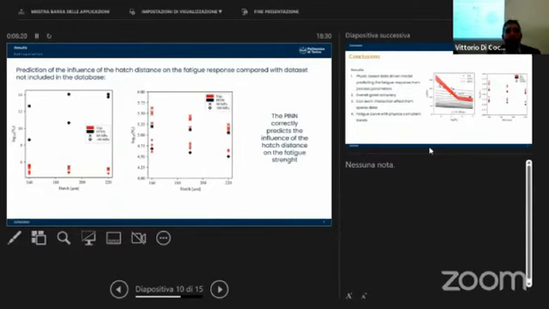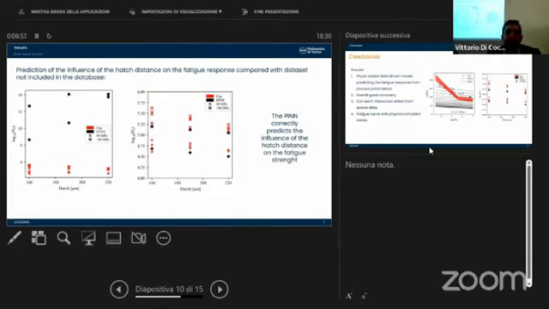This tool can also be used to investigate the influence of a single parameter on the fatigue response. Again, we have tested our network against an experimental dataset where a specific design of experiment was designed to study the effect of the edge distance on the fatigue response. We compare on the left the black box approach, where we have a standard neural network, with, on the right, our proposed physics-informed neural network. And we can see that the neural network is able to capture this trend in accordance with the experimental data.